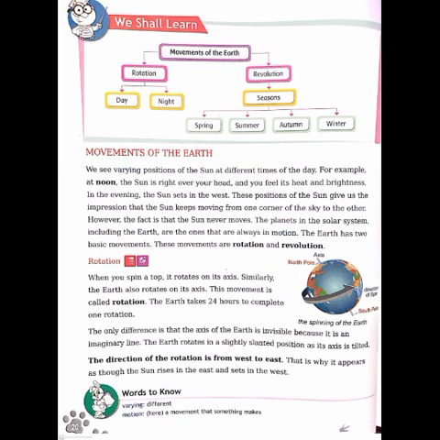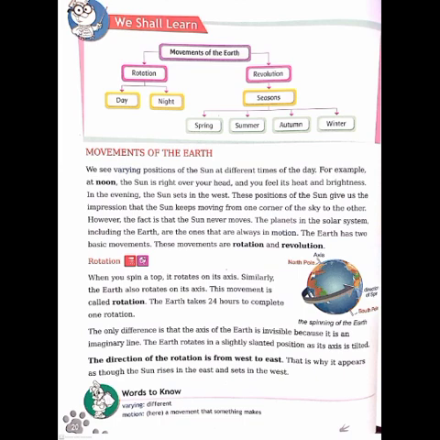However, the actual fact is that the sun never moves. The planets in the solar system, including the earth, are the ones that are always in motion. I have already told you that the earth has two basic movements, that is rotation and revolution.